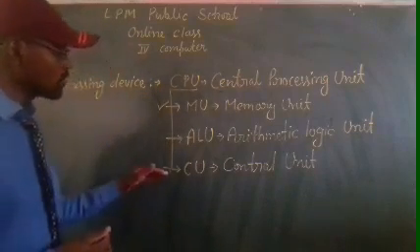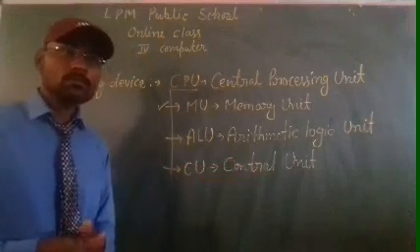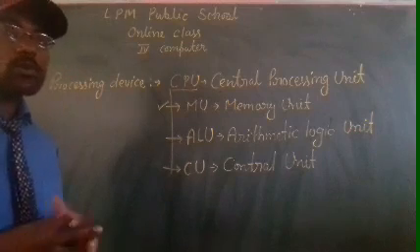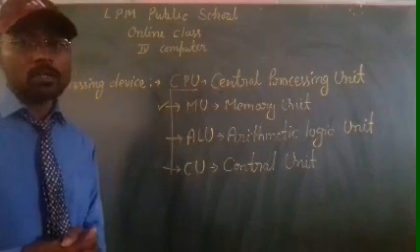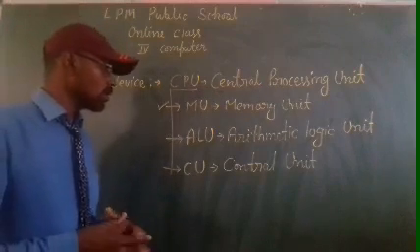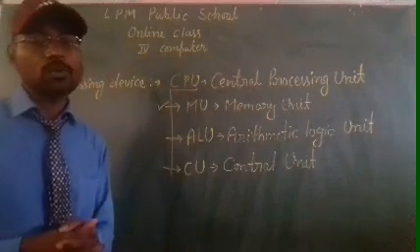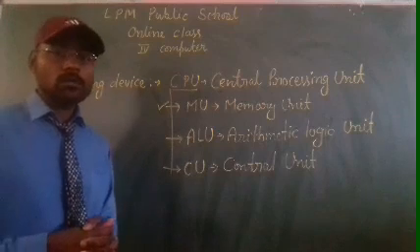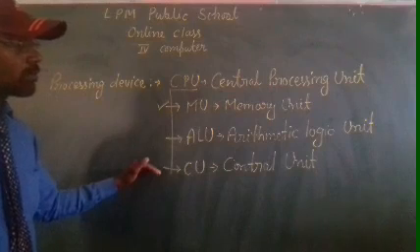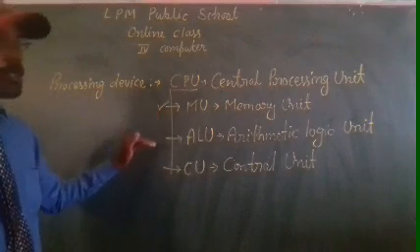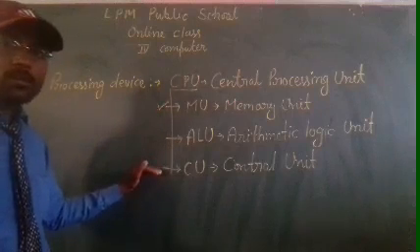Third is CU. CU stands for control unit. Dear students, it controls and manages the functioning of all the parts of a computer. You can say the control unit controls the function of a computer. So these are the parts of CPU. There are three parts of CPU: first is MU, second is ALU and third is CU.